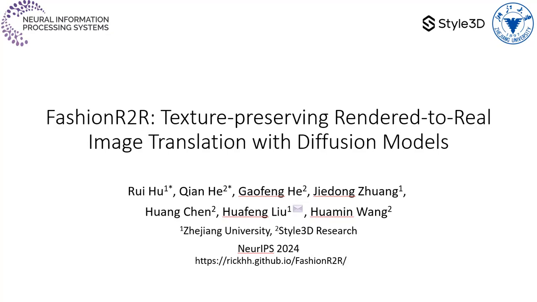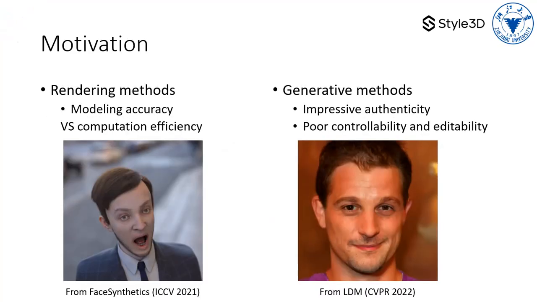Hi everyone, today I will introduce our paper FashionR2R. Modeling and producing human images has attracted researchers from different areas for decades. Rendering algorithms decompose and simulate the imaging process of a camera, while being limited by the trade-off between modeling accuracy and computation efficiency. Generative models can produce human images with impressive authenticity, but still lack controllability and editability.